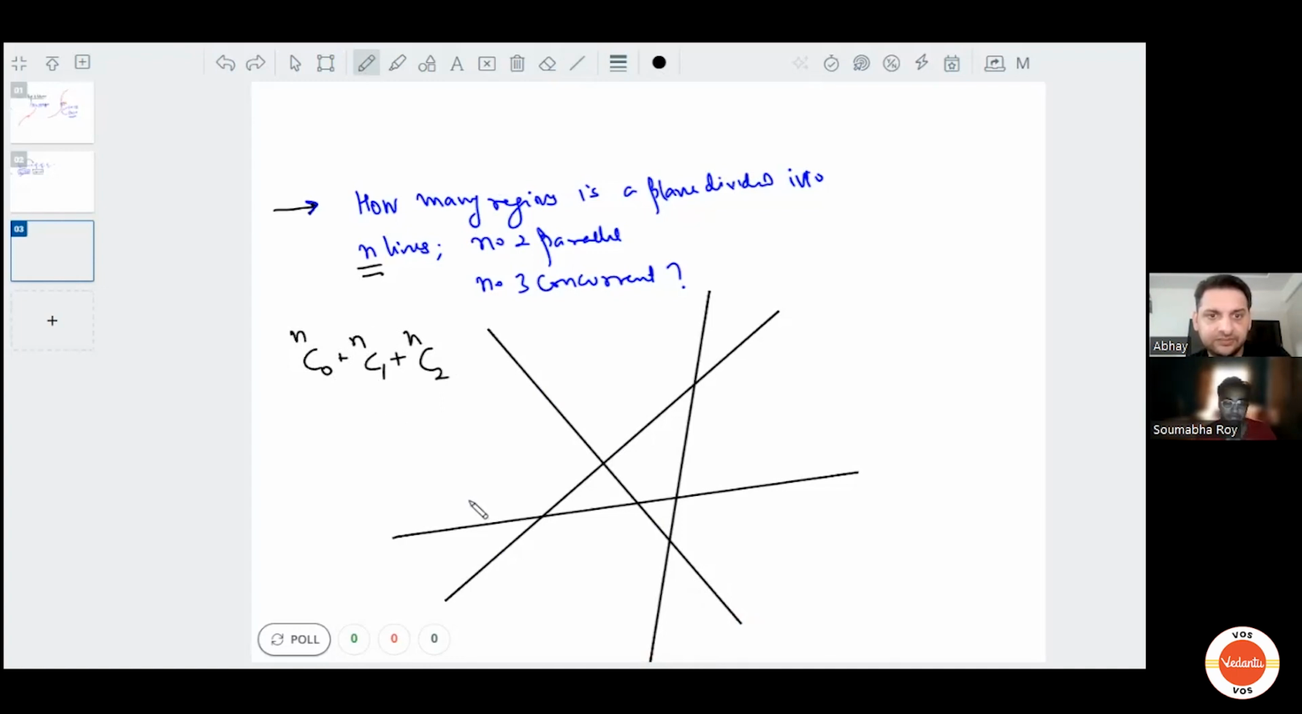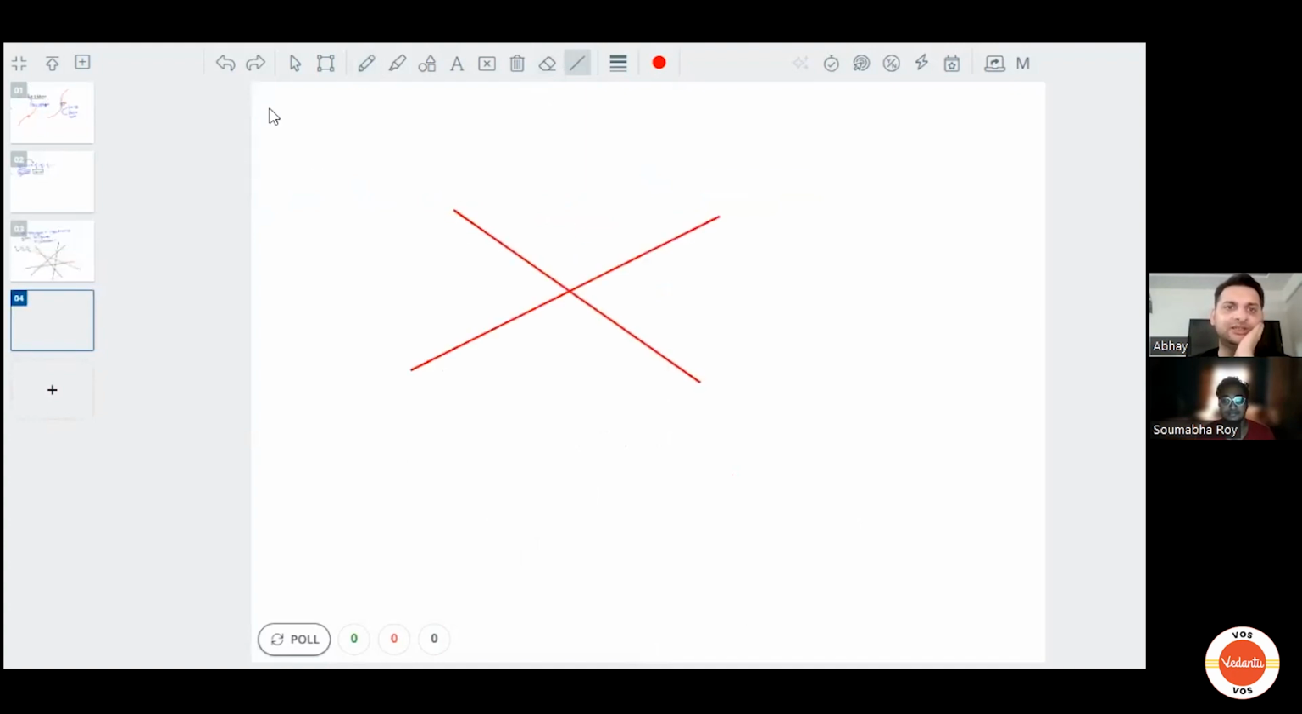If it is true for any general k, then if I add another line, the k plus 1th line, it will cut all the other k lines at k distinct points. For every one of these points, there will be one region added. As there are no two parallel lines and no three concurrent lines, there will be k distinct points where it cuts the other k lines. So there will be another k regions for these intersections. Let's start with two lines. For n equal to 2, there are four regions.